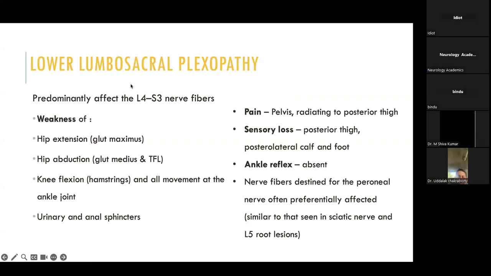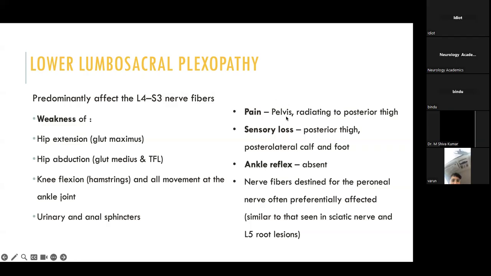Lower lumbosacral plexopathy predominantly affects L4, L5, S1, S2, S3 nerve fibers. Here, the weakness is in hip extension, as gluteus maximus weakness is there, and hip abduction, which is by gluteus medius and tensor fascia lata, and knee flexion, hamstring muscles, and all movements at the ankle joint, because the peroneal and tibial nerves are supplied. The muscles supplied by these nerves are affected, and also sphincters are affected.